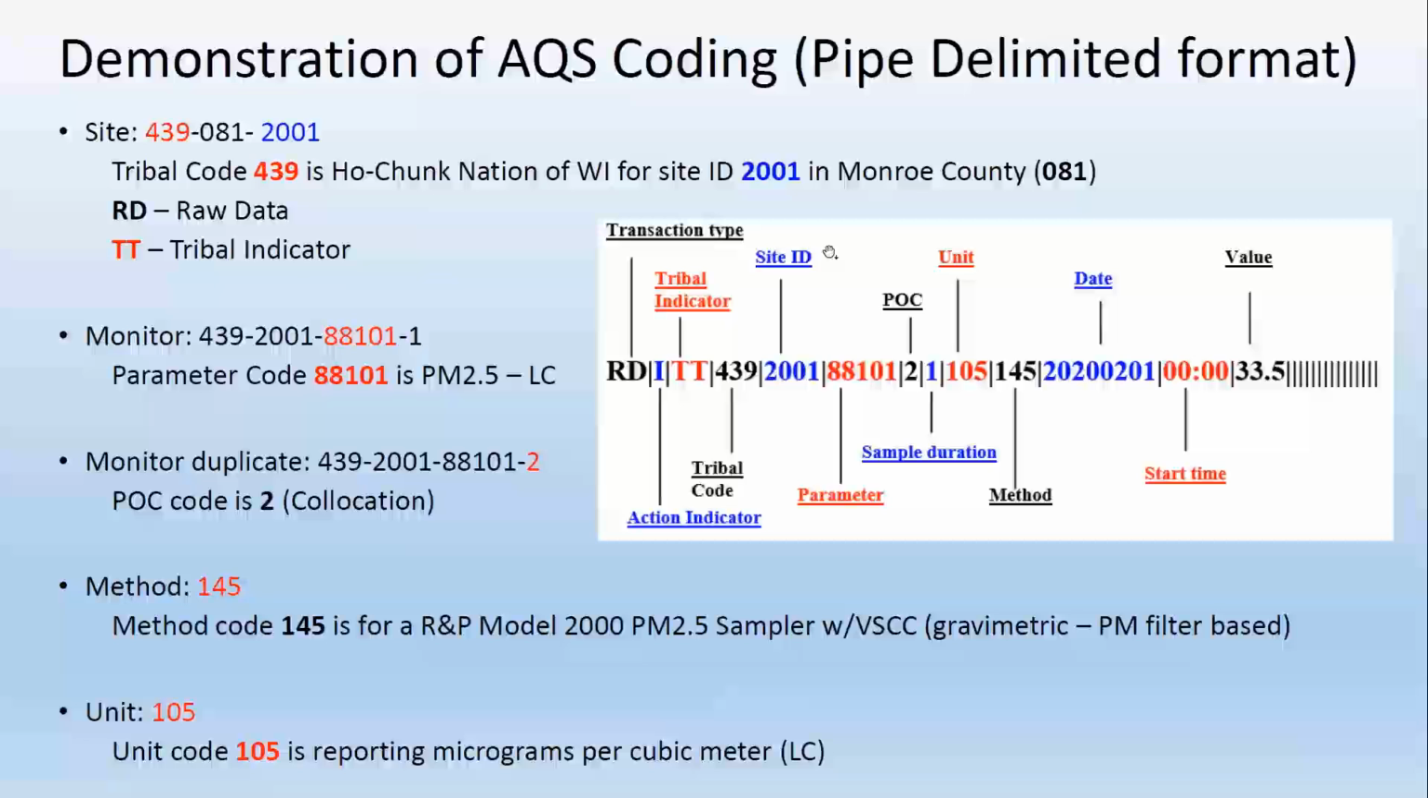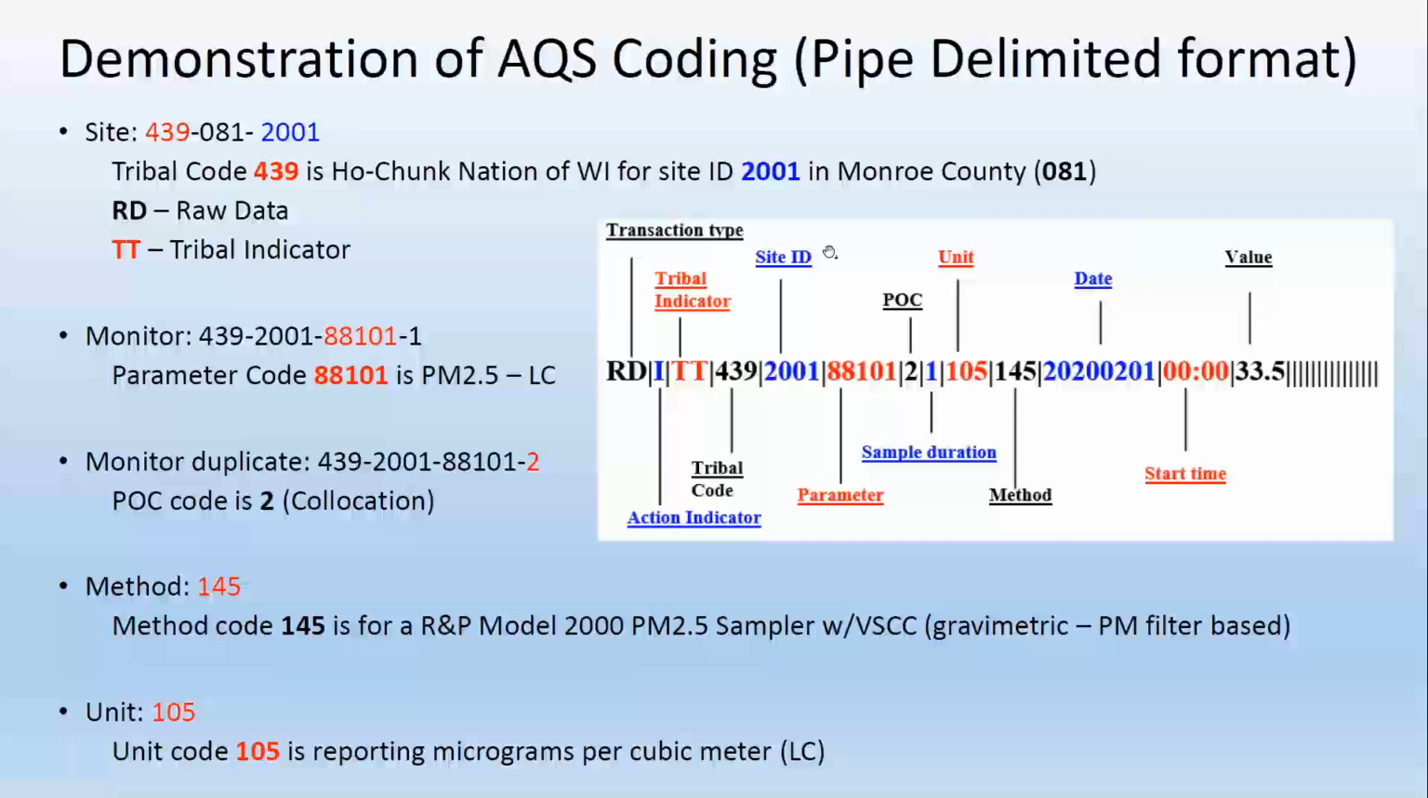Demonstration of AQS coding. This is the pipe delimited format. Again, here's an example of AQS coding using the pipe delimited format. Highlighted in red are the basic AQS codes that we just covered in this presentation. As you can see, we have the site and tribal code for the Ho-Chunk Nation of Wisconsin. Also included is the parameter code for PM 2.5, POC code of 2, as this is a co-located site, and method code for filter-based gravimetric measurements.